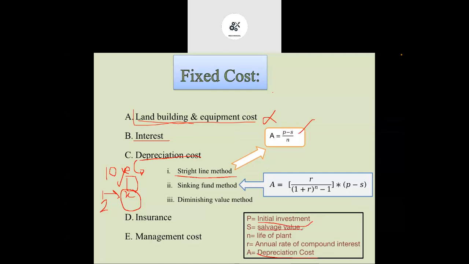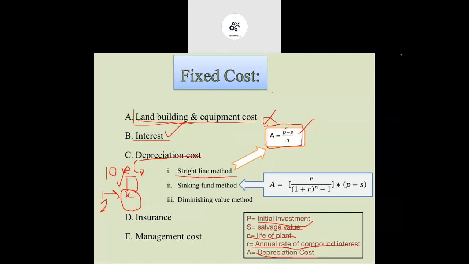Then P is the total initial investment to construct that particular power plant. S means salvage value, or we can simply refer to it as the scrap value. That means after 10 years, if we sell that power plant or that equipment, what will be the value we will get for it? So we can say it is the scrap value, denoted by S. N means the life of the power plant in years, and R is the annual rate of compound interest, which is related to the interest value.